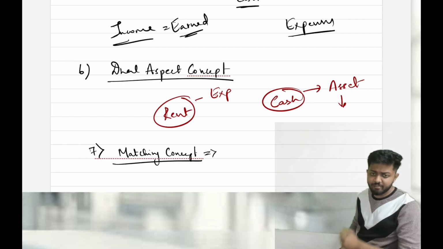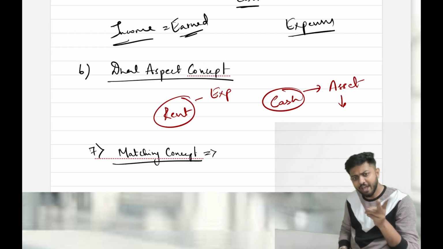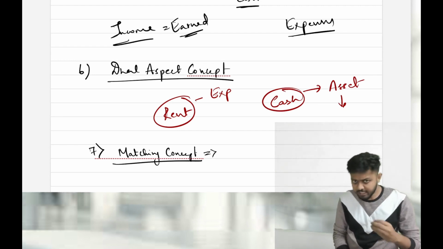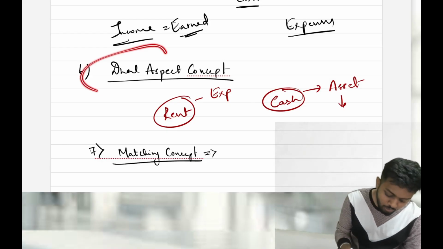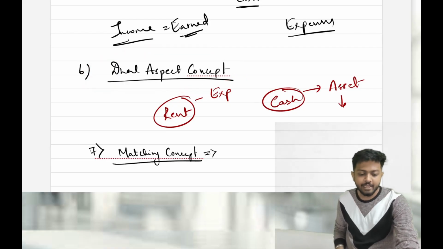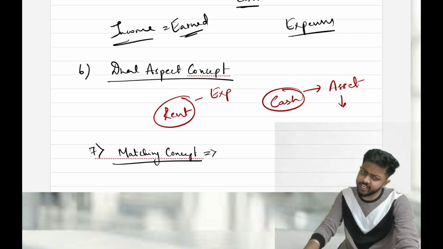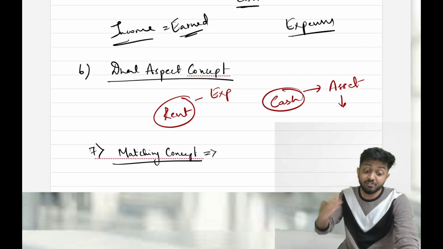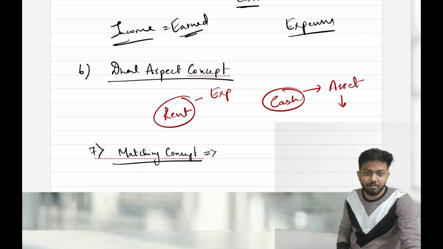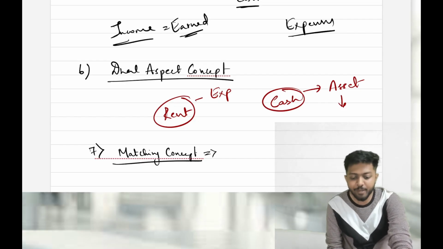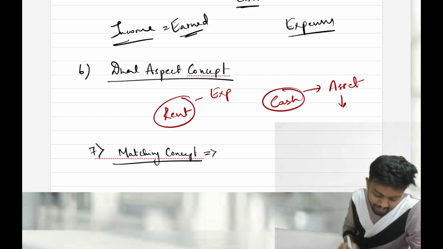Now they are telling in dual aspect concept, whenever a transaction happens, it will somehow give the effect twice. That's what your double entry system of accounting also tells. Whenever there is a transaction, it will affect any 2 items, but 2 times it should affect. That's why we have a journal entry, 1 debit, 1 credit minimum. Why? It's because of dual aspect concept, because we are following double entry system of bookkeeping.